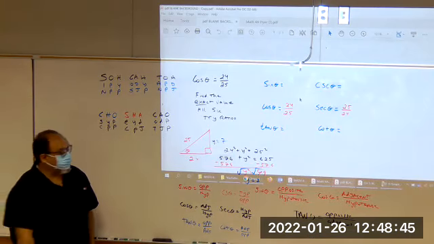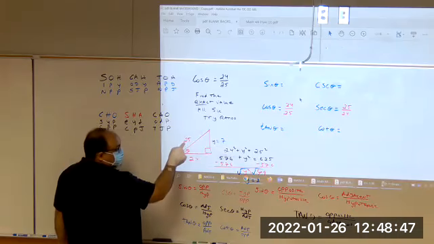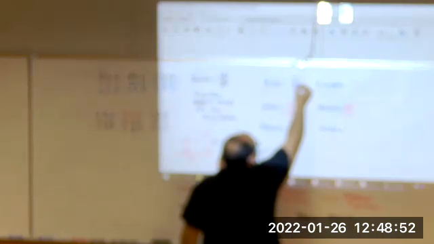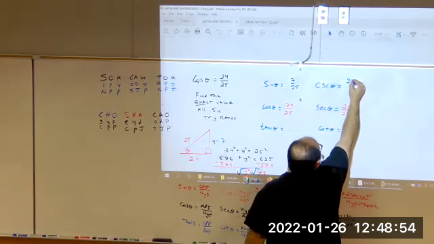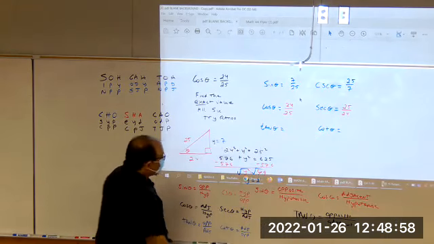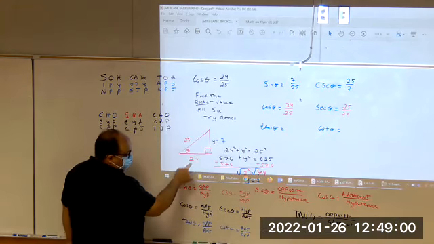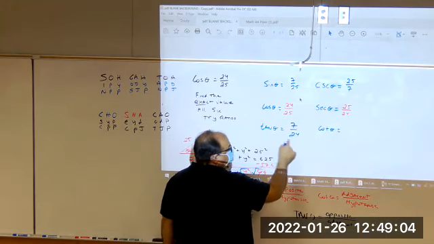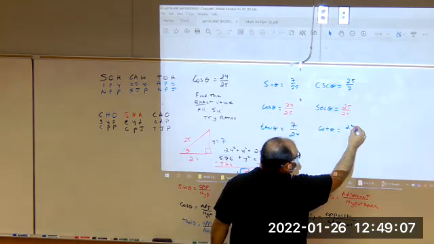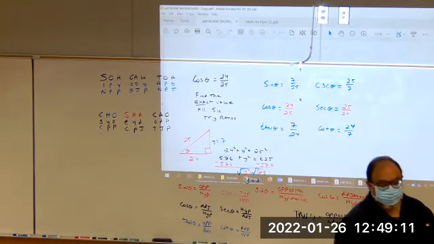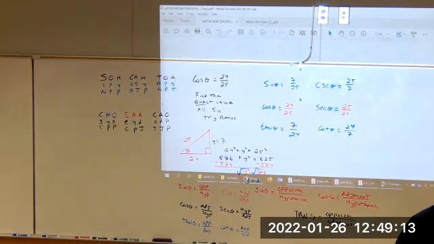So now the sine is opposite over hypotenuse, 7 over 25. So the cosecant must be 25 over 7. The tangent would be opposite over adjacent, 7 over 24, and the cotangent would be 24 over 7. Okay. If you know one, you know them all. All right.